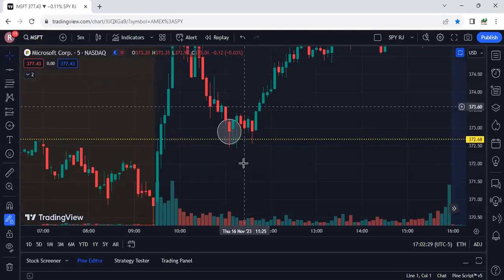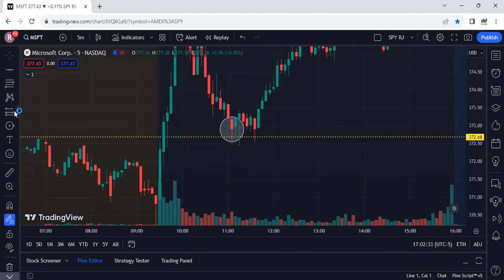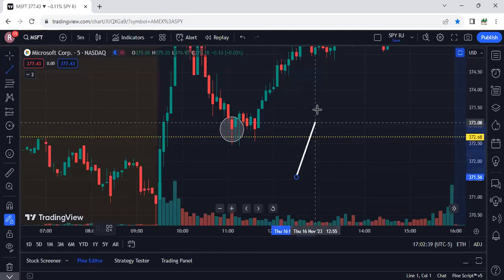Now, how does that stop loss differ from trading breakouts? Now, this might sound like I hate breakouts, but y'all know I love to play breakouts. That's my bread and butter.